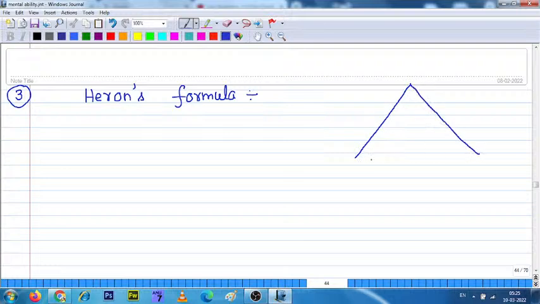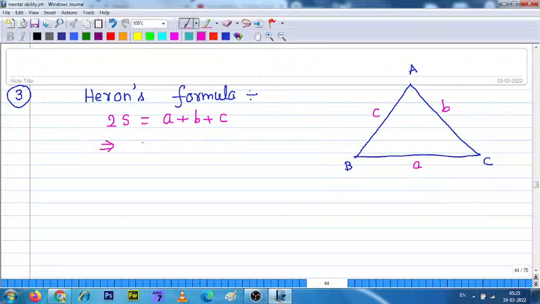So for example, say triangle ABC. Now the length of BC is a, opposite to angle A. Length of AC is small b. Length of AB is small c. First you find out the perimeter of the triangle. 2s is denoted by a plus b plus c. అంటే త్రిభుజం యొక్క చుట్టుకొలతను 2s తో డినోట్ చేస్తారు. So now s is called the semi perimeter, that is a plus b plus c by 2.